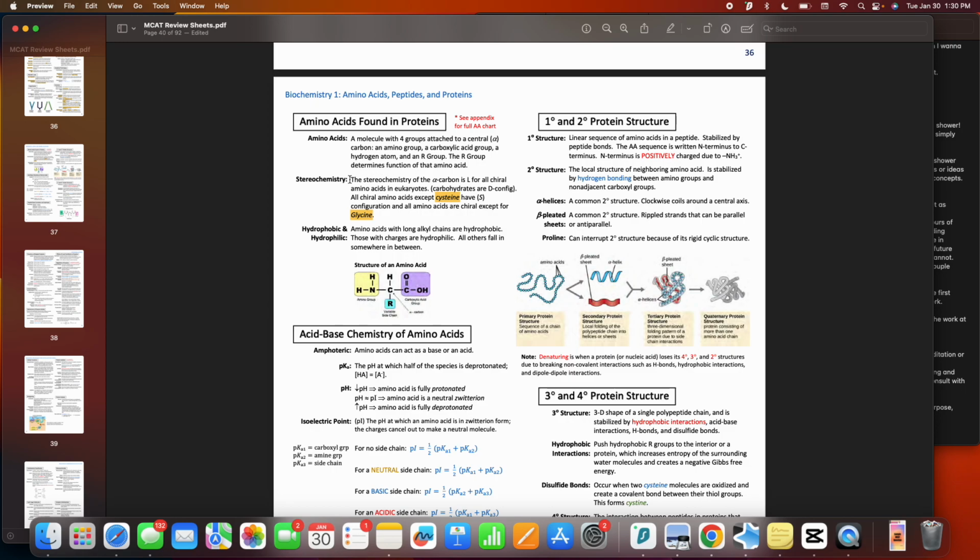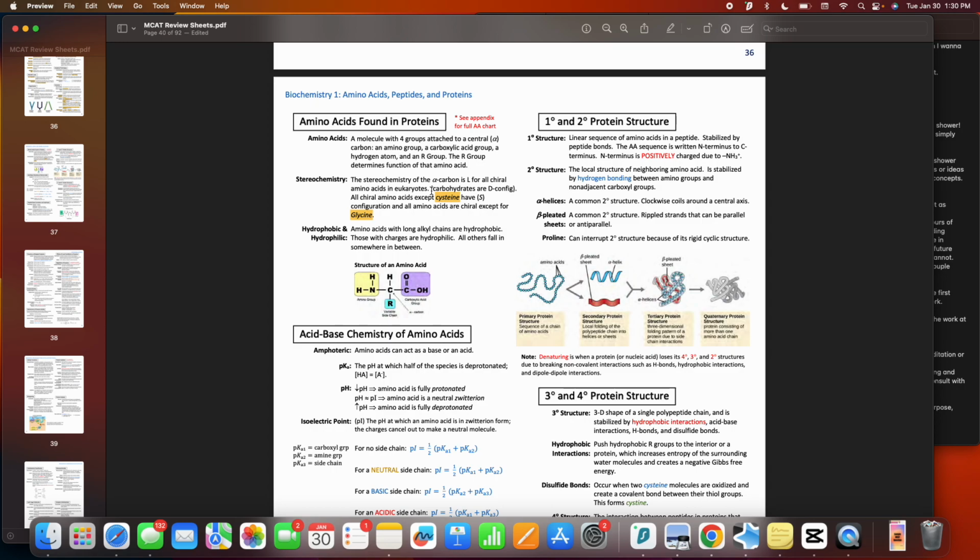And because it's an alpha carbon, it's a chiral center. That chiral center defines the stereochemistry for that amino acid. And all amino acids are L-amino acids. That's how I memorize it, L-amino acids. And there's only one exception.